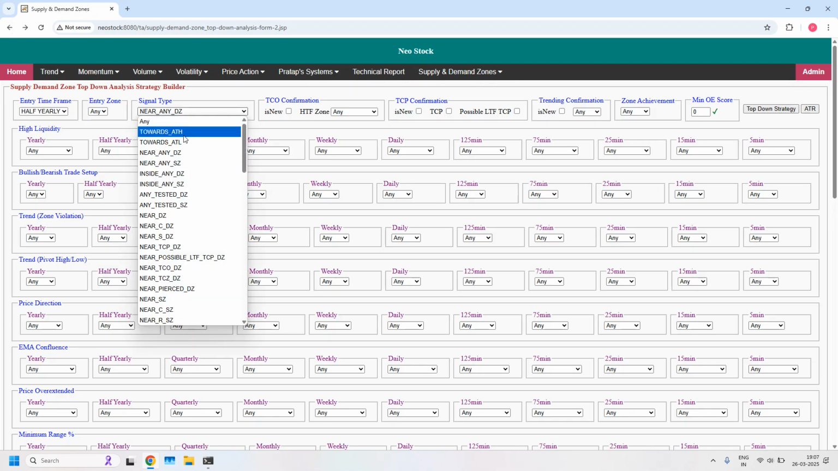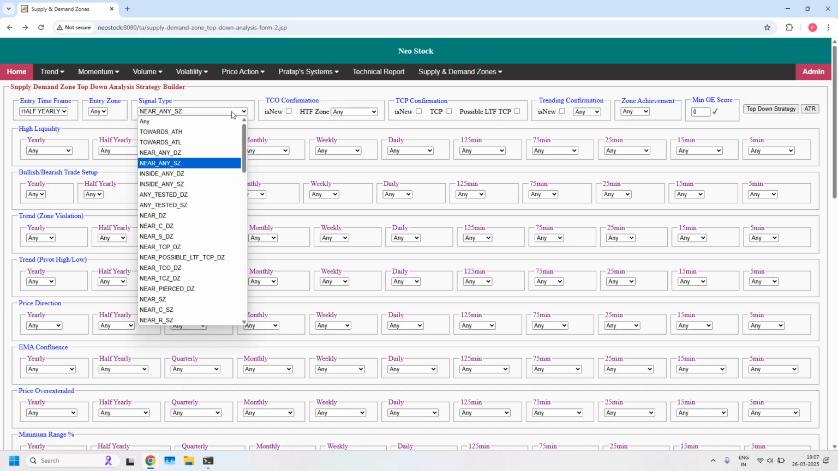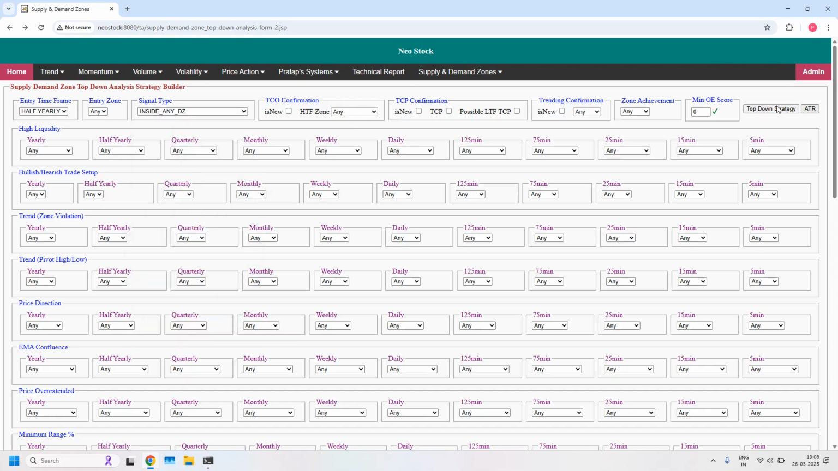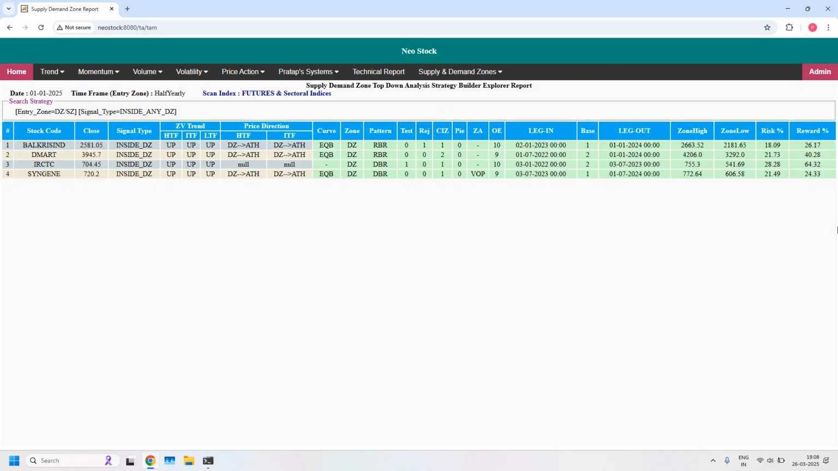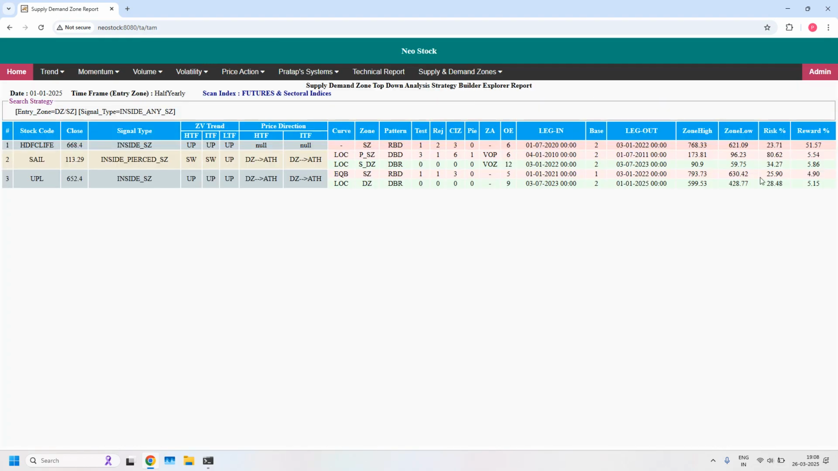Next, stocks near half yearly supply zone. No stocks. Price closed inside the half yearly demand zone. We got 4 stocks. Next, price closed inside the half-yearly supply zone. We got 3 stocks.